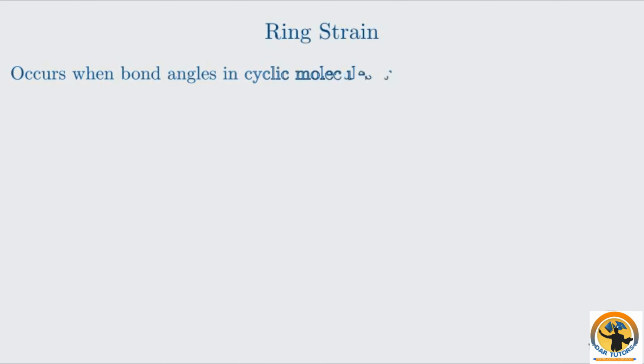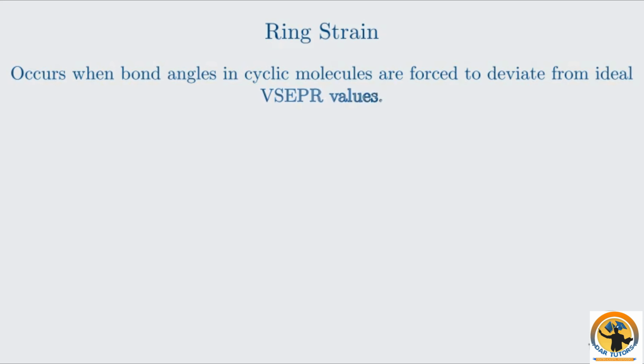Let's explore another factor that affects bond enthalpy: ring strain. This is particularly relevant in organic chemistry. Ring strain occurs in small cyclic molecules, like cyclobutane, where the atoms cannot achieve their ideal bond angles as predicted by VSEPR theory.